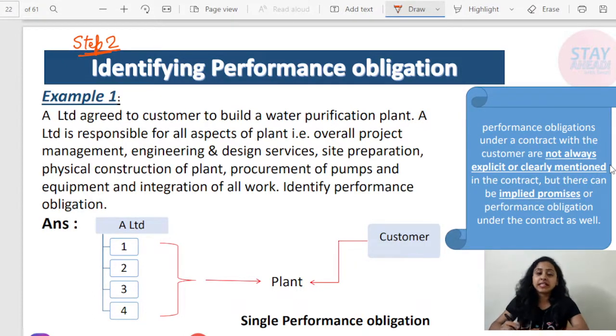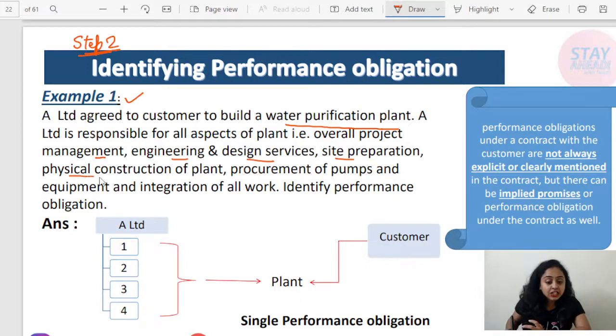Firstly, an example is given. A Limited agreed with a customer to build a water purification plant. A Limited is responsible for all the aspects of the plant. It is a whole package. A Limited is responsible for the entire plant setup, that is overall project management, engineering and design services, site preparation, physical construction of the plant, procurement of the pumps and equipment, and integration of all the work.